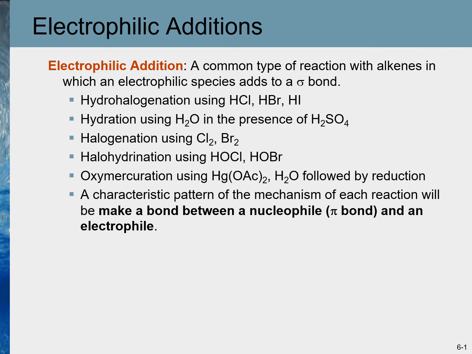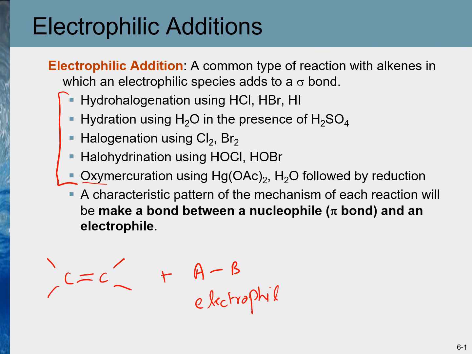Let's begin our introduction to the chemistry of alkenes by examining 5 common addition reactions. These addition reactions are hydrohalogenation, hydration, halogenation, halohydrin formation, and oxymercuration. The common theme of all these reactions is that in all of them, an electrophile will be added to the alkene. So this molecule which gets added will be an electrophile.